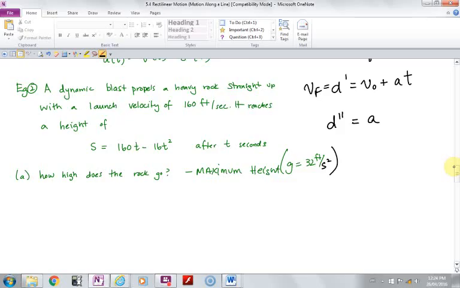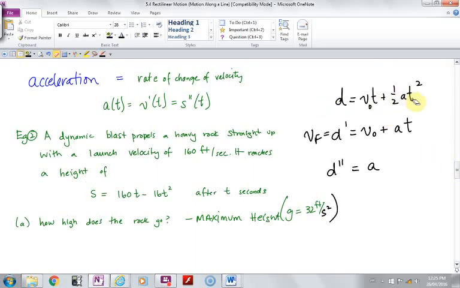All right. A dynamic blast propels a heavy rock straight up with a launch velocity of 160 feet per second. It reaches a height of S equals 160t minus 16t squared after t seconds. Okay. Does this formula look familiar to you? It's the same as this one here, right? What's the V naught? 160 feet per second. What's the acceleration? 32 feet per second squared.